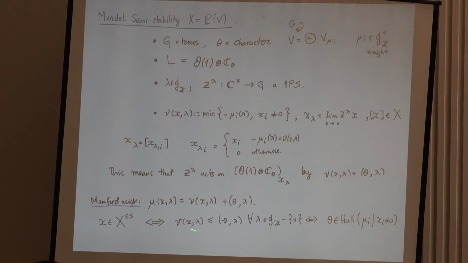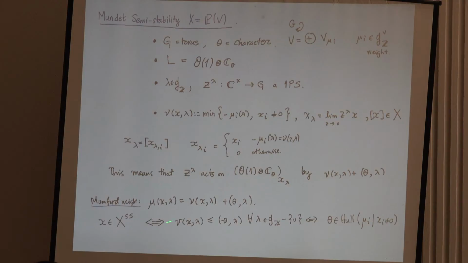And then this means that the one-parameter subgroup acts on the fiber of this shifted linearization just by this value. So the weight is this value that appears in here, and then the value of the character evaluated in the one-parameter subgroup. So this is what is called the Mumford weight in that particular case.